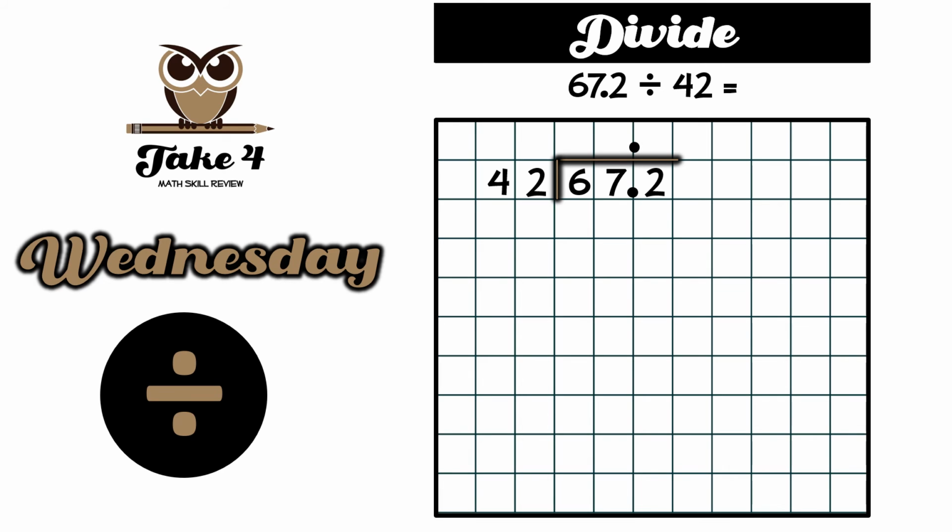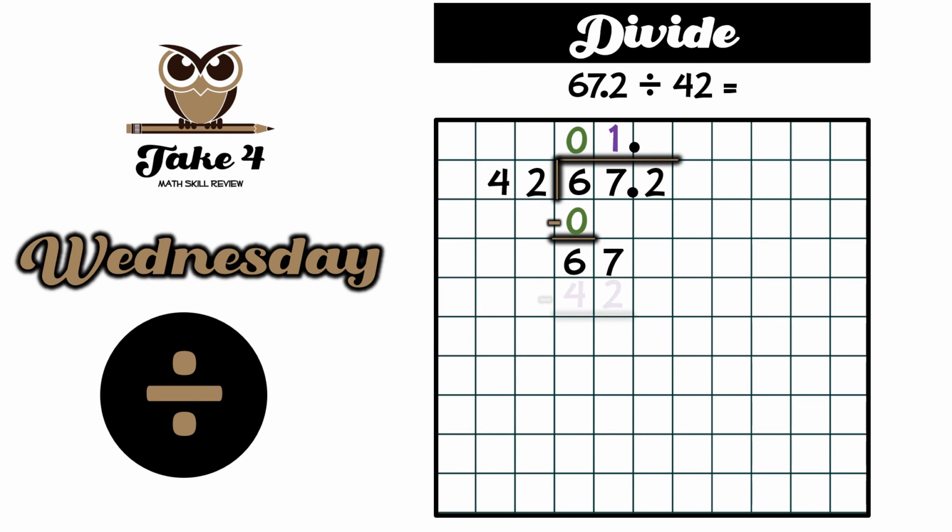42 is unable to divide 6, so I write a 0 above the 6. 0 times 42 equals 0. 6 take away 0 equals 6. Bring down the 7. 42 is able to divide 67 one time.